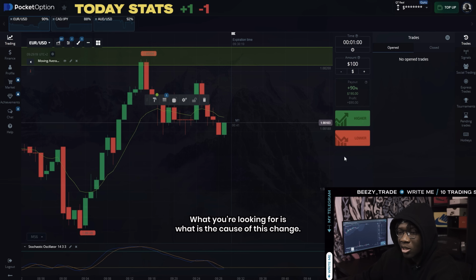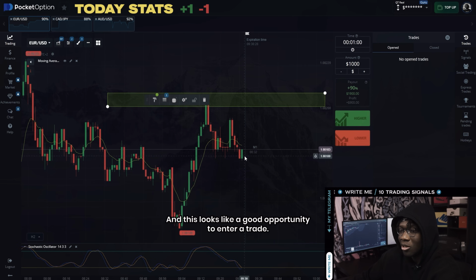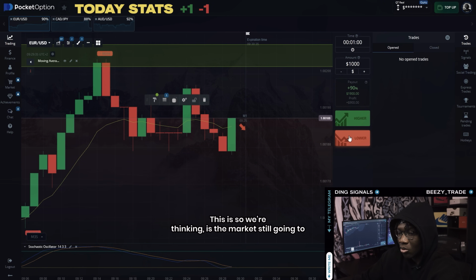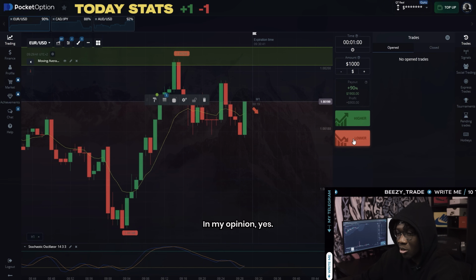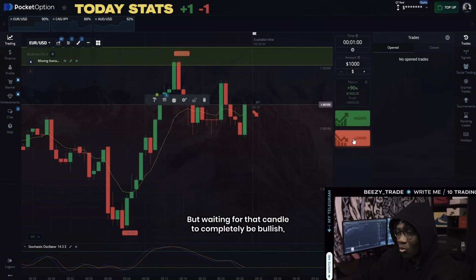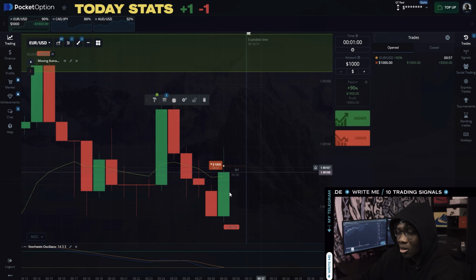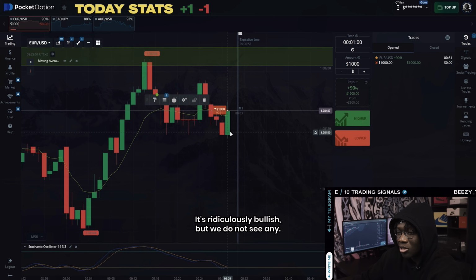What you're looking for is, what is the cause of this change? And right here is looking for an opportunity. And this looks like a good opportunity to enter a trade. We see a bullish candle, and it might touch the highest point. So we're thinking, is the market still going to crash down? In my opinion, yes. But waiting for that candle to completely be bullish, which means pull up to a point. Because you can see how bullish this candle is. It's ridiculously bullish.